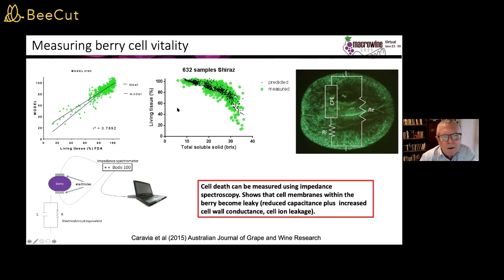And from the model that we developed, it was possible to very accurately predict the decline in living tissue with time, here plotted as bricks through development. So this is living tissue. The green points are the stain, the vital stain. The black points are the model that we developed from the impedance spectroscopy. Now, this shows that there's another way of measuring it, but it also shows that the stains are not an artifact. In fact, it shows that the cell membranes within the berry are actually becoming leaky. And this is caused by a reduction in membrane capacitance, and also an increase in cell wall conductance due to ion leakage from the cells.